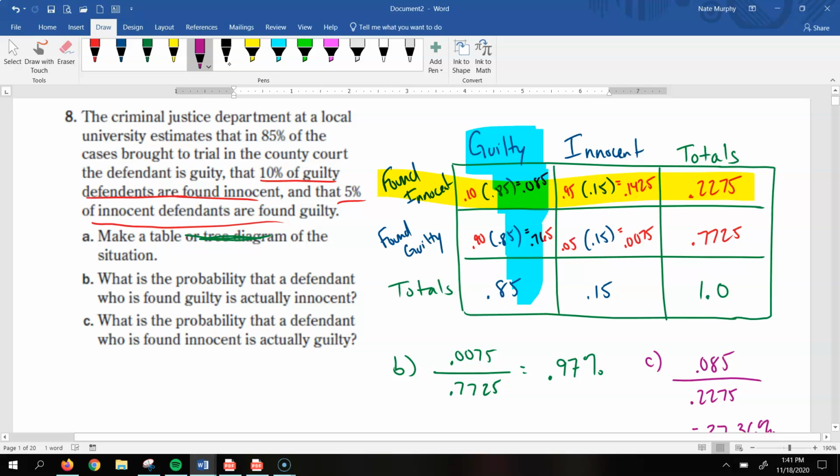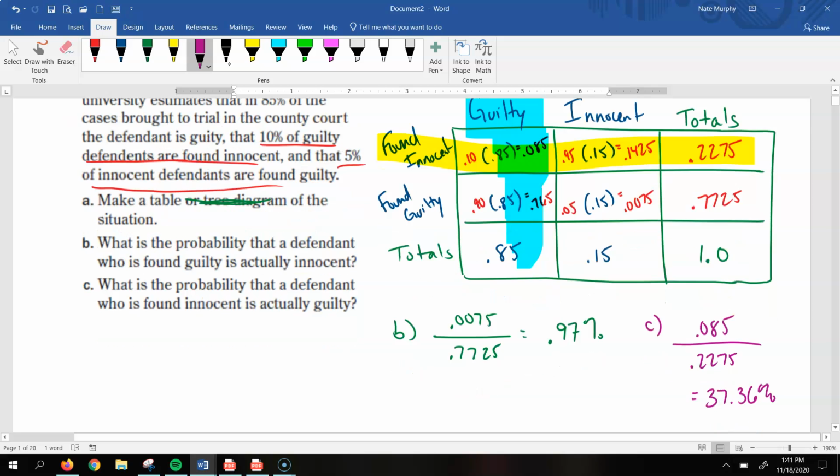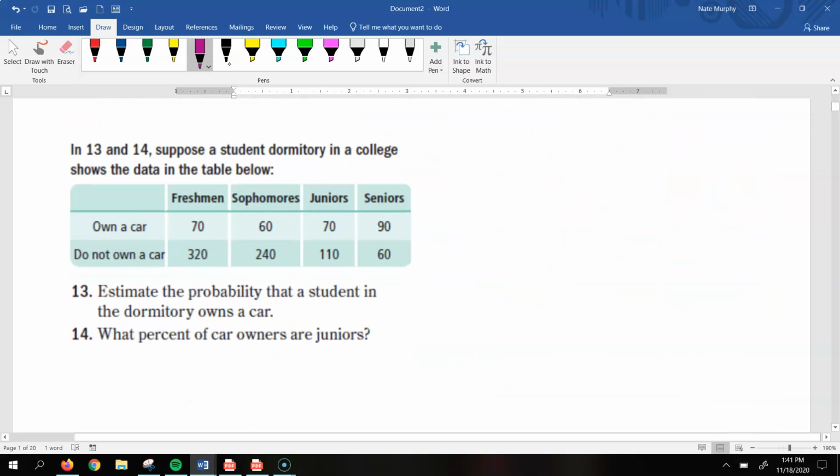Like I said, a lot of you had a question on that one. All right, let's look at 13 and 14 here. Both of these are very similar, so they're both looking at this table. Suppose a student dormitory in a college shows the data in the table below. Here we have students that own a car and don't own a car, broken down by freshmen, sophomores, juniors, and seniors. To start out, it says, estimate the probability that a student in the dormitory owns a car.